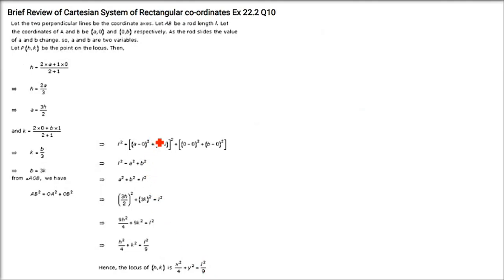A rod of length L slides between two perpendicular lines. Find the locus of the point on the rod which divides it in the ratio 1:2. So there are two things. First of all, we have to have an axis and then we have a rod. Now this rod is of length L.